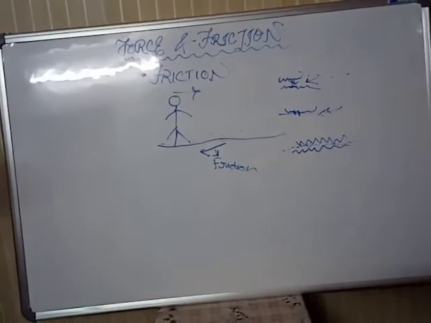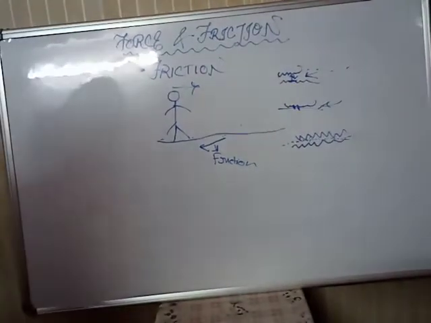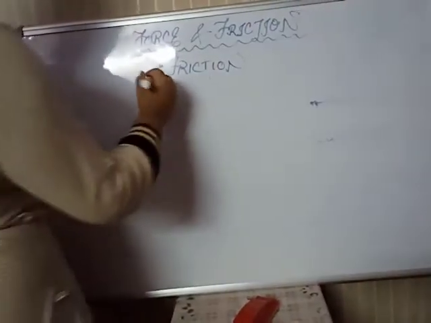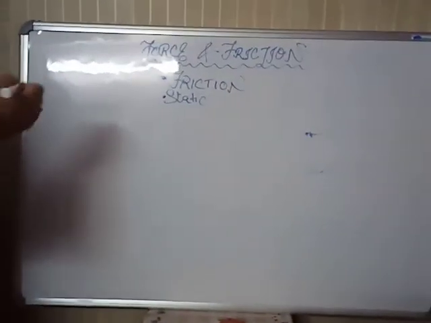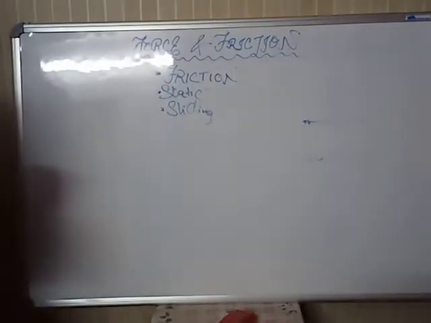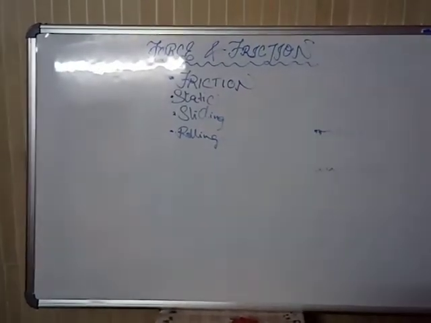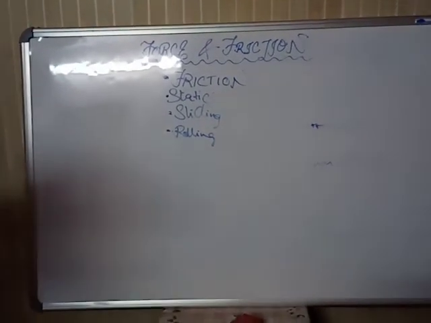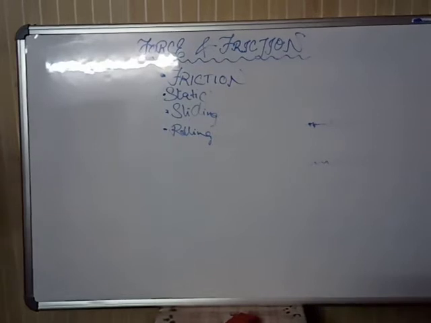Now, there are three types of friction. What are those? Static friction, sliding friction, and rolling friction. Now what is static friction? We can see that it is more difficult to move an object from rest than to move it when it is already in motion.